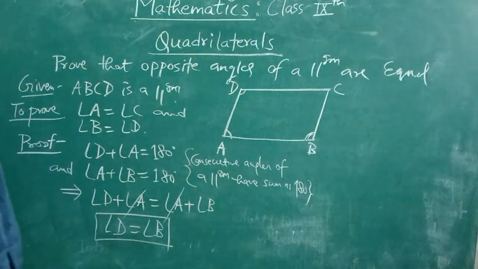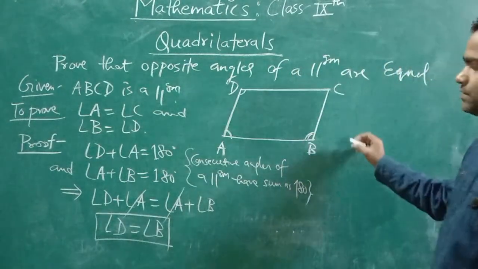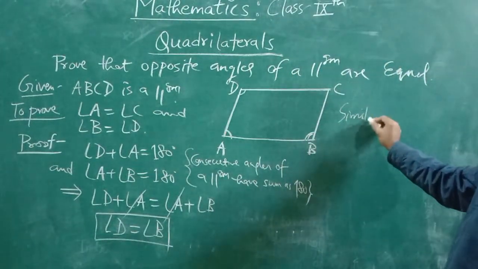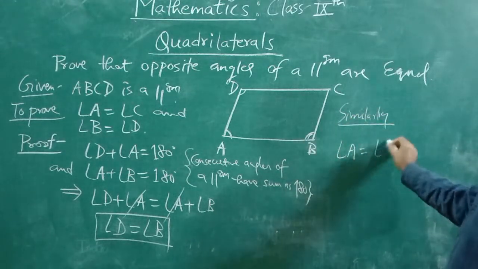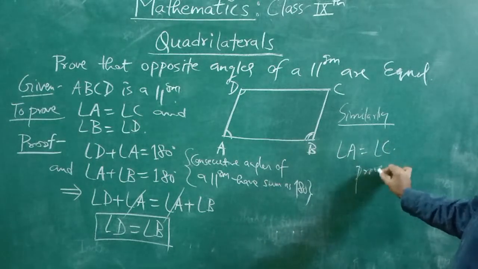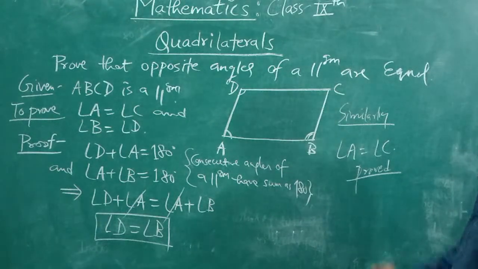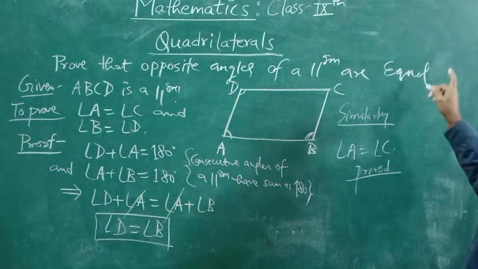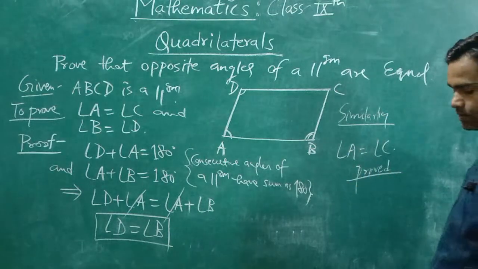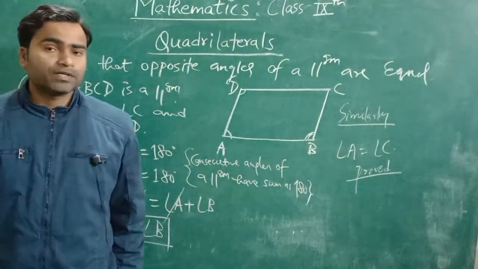Opposite angles are equal. And we will write similarly; there is no need to write it again. We will just write similarly, angle A is equal to angle C. Good. We can also write this statement at last: hence, opposite angles of a parallelogram are equal. Proved. This is the proof for the first property of a parallelogram, that opposite angles of a parallelogram are equal.